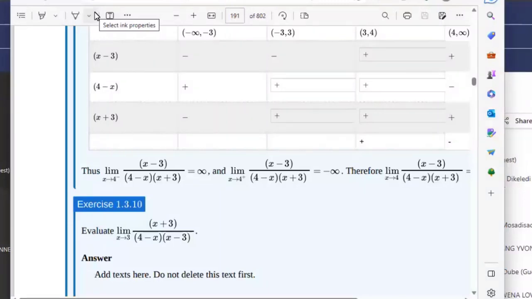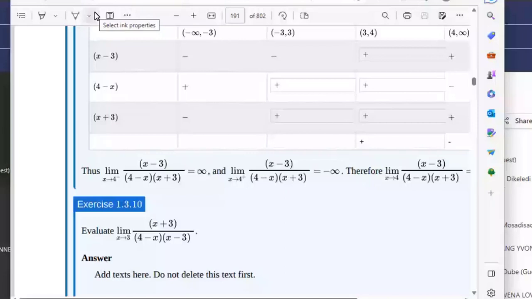You said x is 5. Then when we put 5 in the place of x in the numerator, we have got positive 8. Do we agree? Yes, sir. We've got positive 8 when we put 5 into x plus 3 over 4 minus x. What do we get? This is the final answer: negative 8.